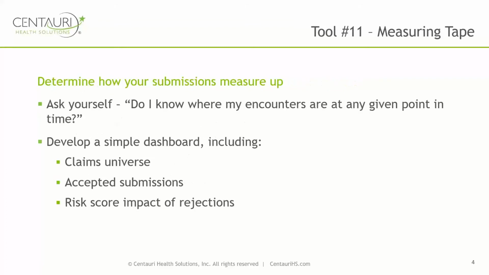For tool number 11, we have a measuring tape. Determine how your submissions measure up. Now, I had mentioned in a previous installment of our Toolbox series that it is very difficult to monitor what you don't measure. Hence, it is appropriate to include a measuring tape in our toolkit. And in fact, it is rare indeed that you find anyone's actual toolbox without a measuring tape. Knowing how your submissions measure up is critical to operational and financial success. And a simple dashboard with basic metrics for completeness and accuracy is all you need to successfully do this.